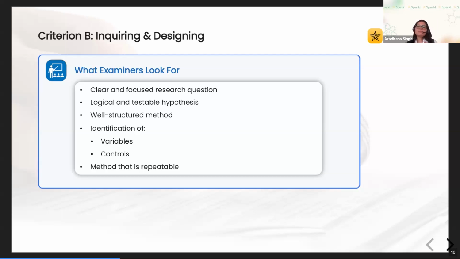It means if a third person who is going through the method or procedure which you have written can clearly replicate your investigation, right? If it is not repeatable or replicatable, then your method is not good. It's not a good method. Make sense?